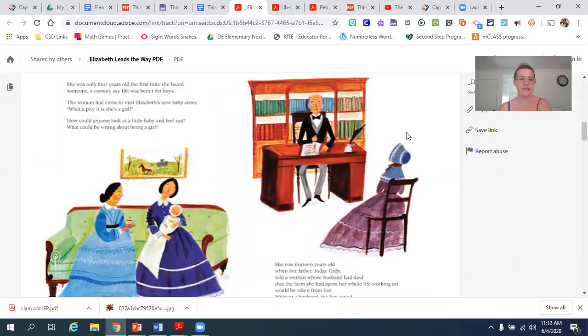She was only 4 years old the first time she heard someone, a woman, say life was better for boys. The woman had come to visit Elizabeth's new baby sister. What a pity she's a girl. How could anyone look at a little baby and feel sad? What could be wrong with being a girl?